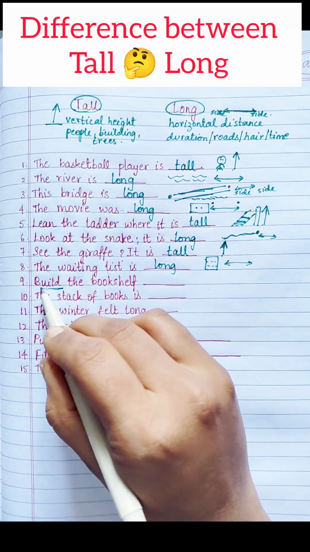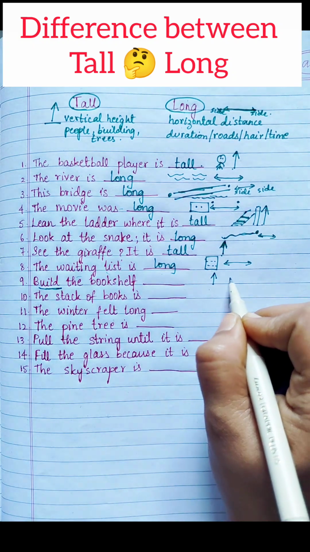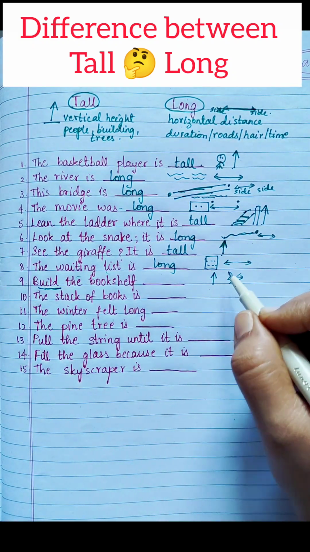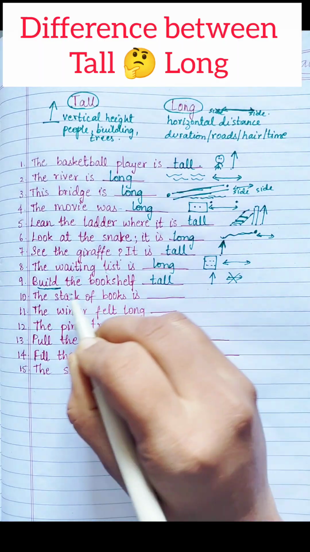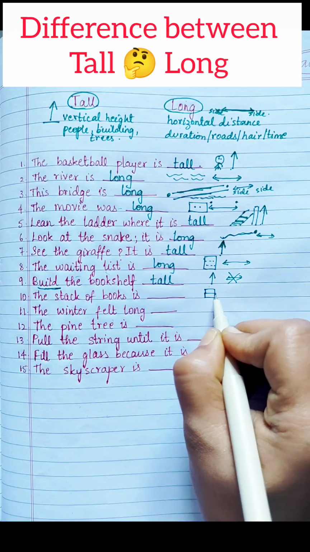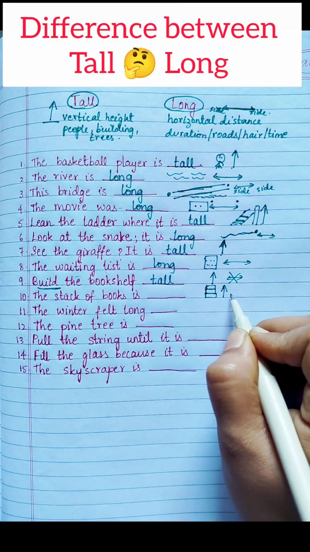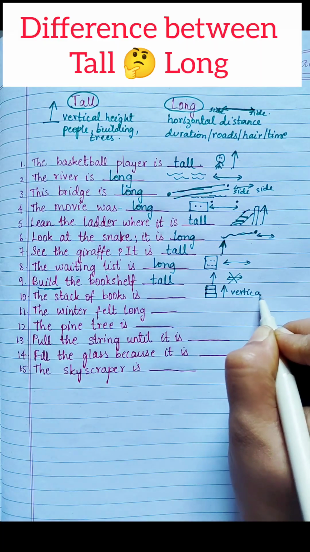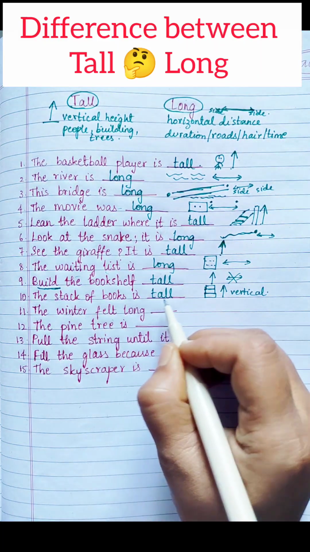Next, build the bookshelf blank. Bookshelf is measured vertically or horizontally? Yes, of course, it is measured vertically. So we go with tall. Build the bookshelf, tall. Next, the stack of books is blank. Stack of books where books are placed one on top of each other. So it is measured vertically. So we go with tall. The stack of books is tall.